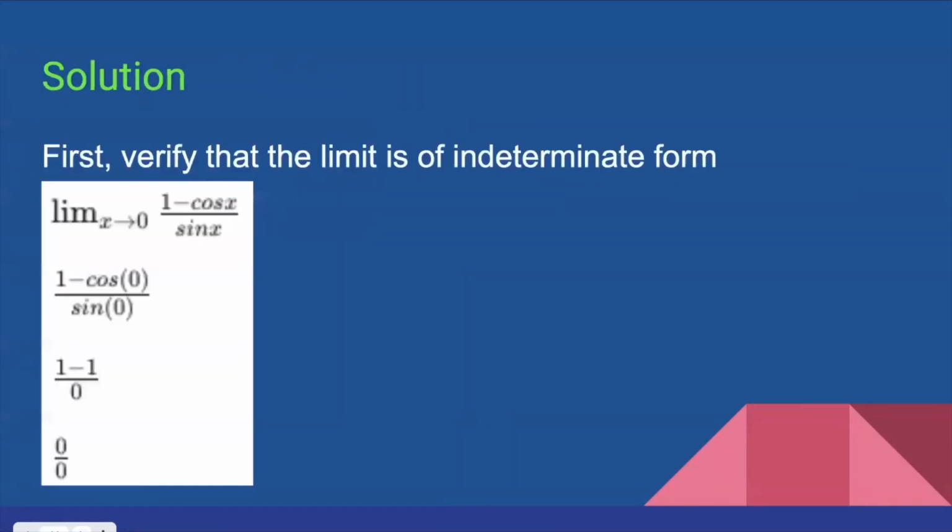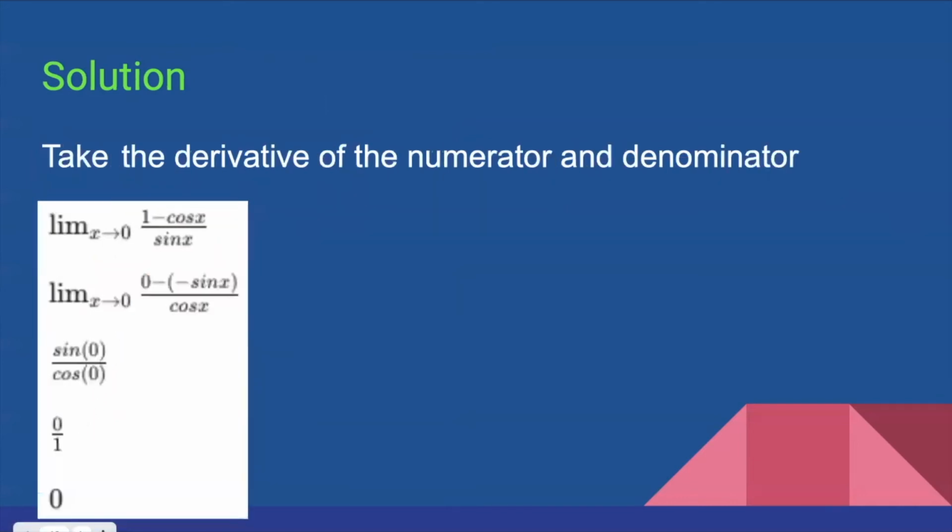The answer. So first you verify that the limit is of indeterminate form by plugging in 0 for x, and you get 0 divided by 0, that is indeterminate. Take the derivative of the numerator and denominator. So in the numerator you get sine of x, and the denominator you get cosine of x. All right, so now you can plug in 0 for x, you get sine of 0 over cosine of 0, which is 0 over 1, and that's 0. So this limit right over here is equal to 0.